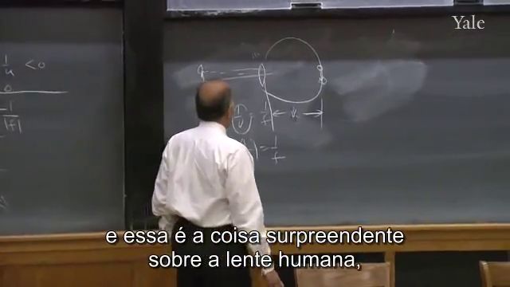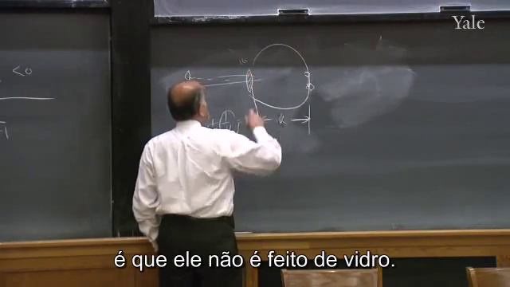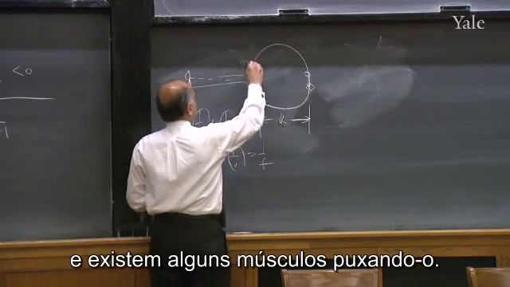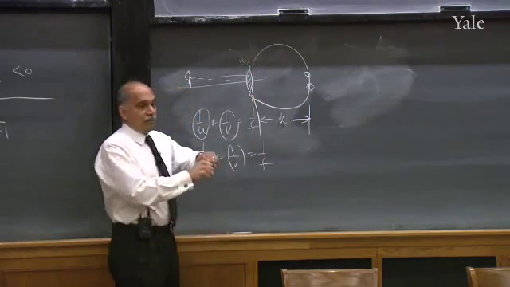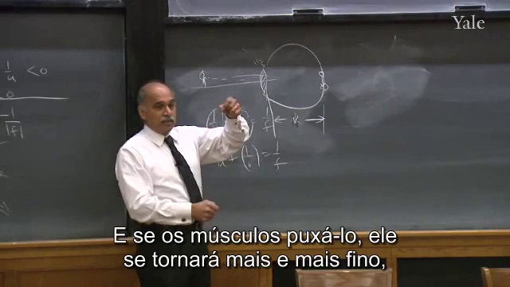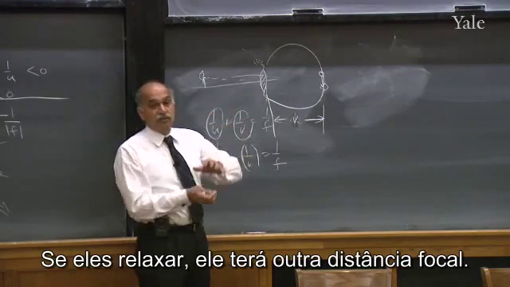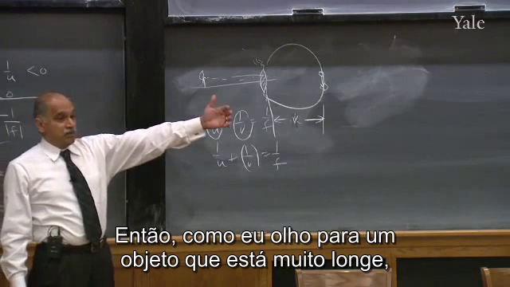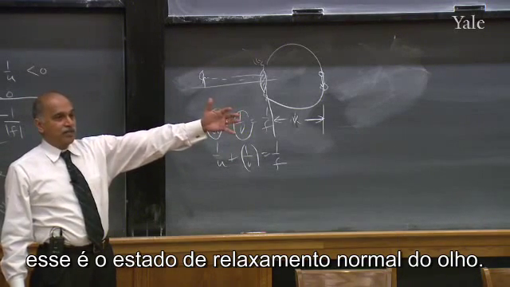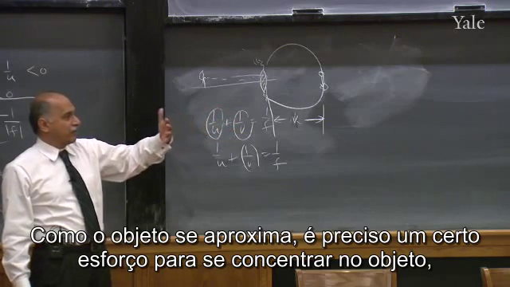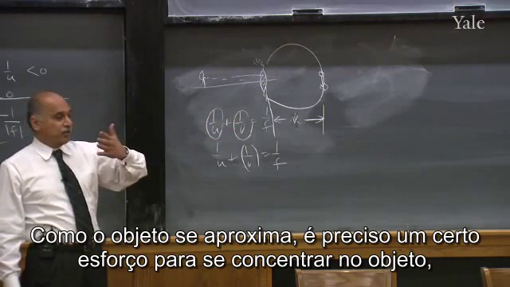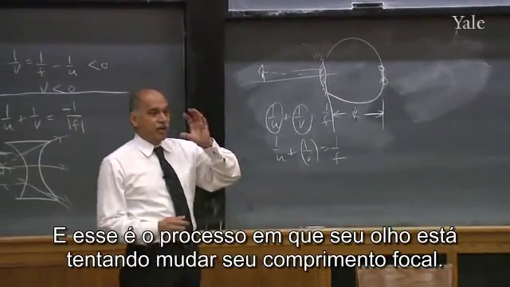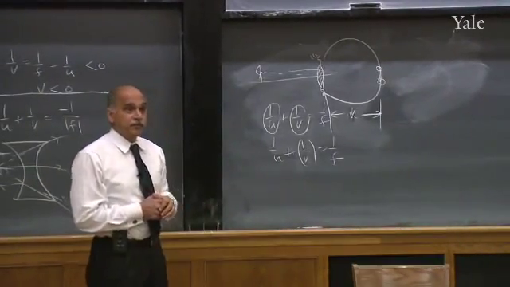And that's the amazing thing about the human lens, is that it's not made out of glass. It's made out of some jelly-like stuff. And there are some muscles pulling it. And if the muscles pull it, it'll become longer and thinner. It'll have one focal length. If they relax, it'll have another focal length. So as I look at an object, which is very far, that's the normal relaxed state of the eye. As the object comes closer, it takes a certain effort to focus on the object, to keep reading whatever is coming near you. And that's the process in which your eye is trying to change its focal length.